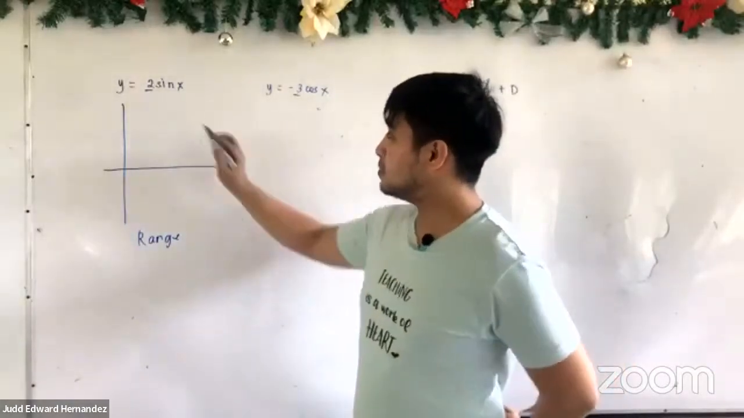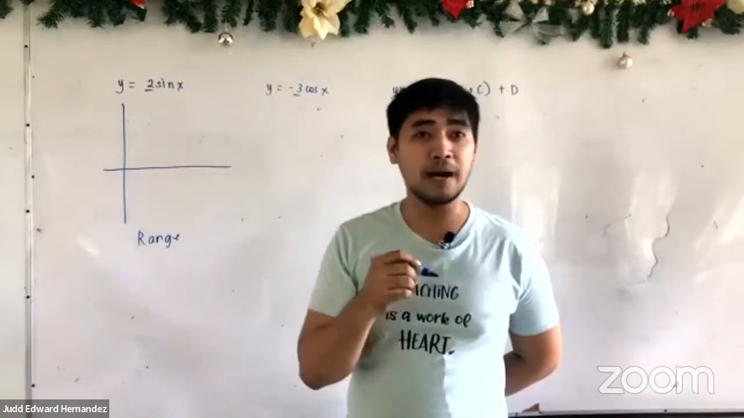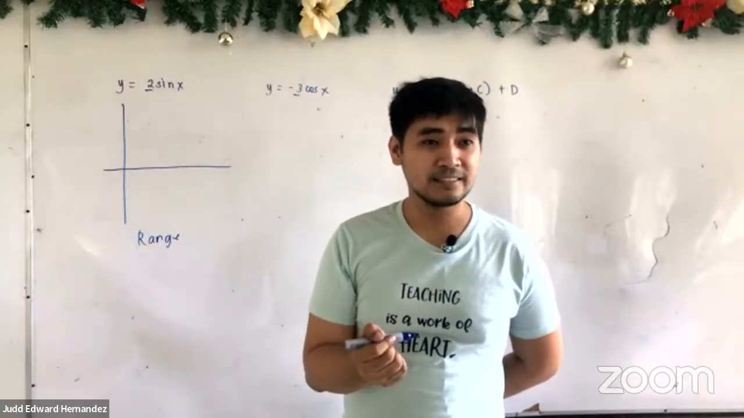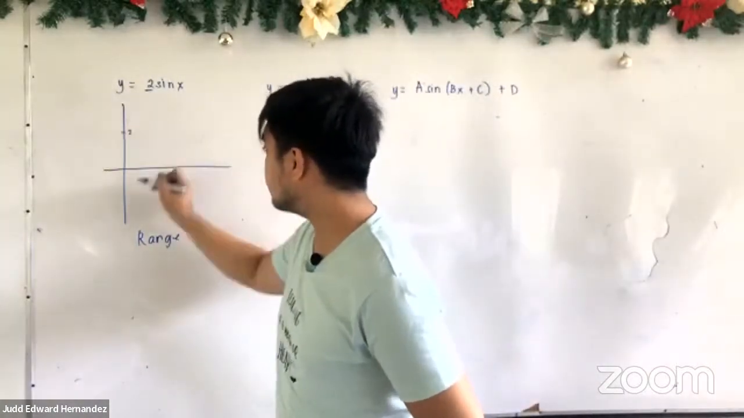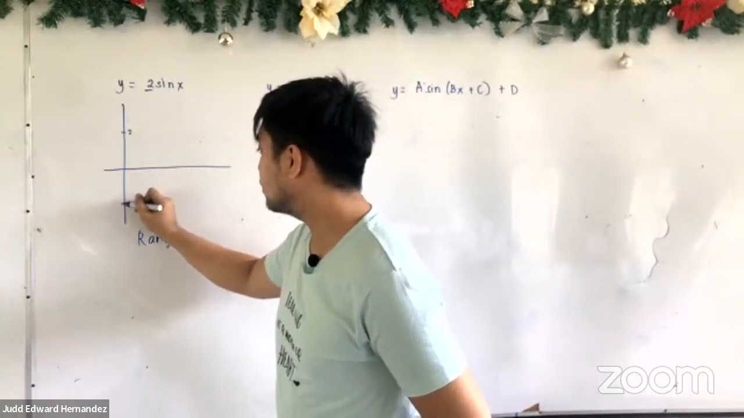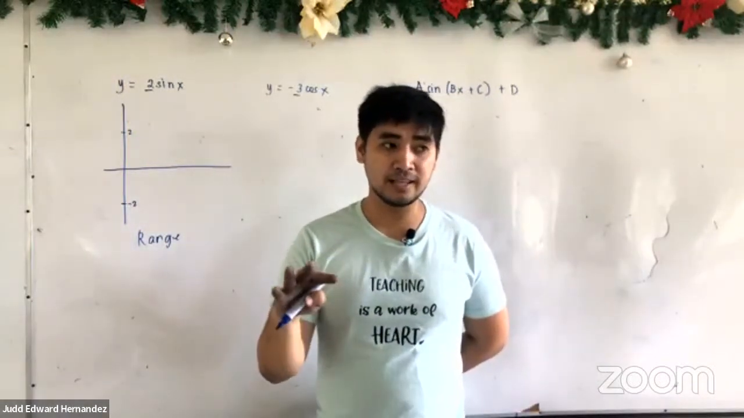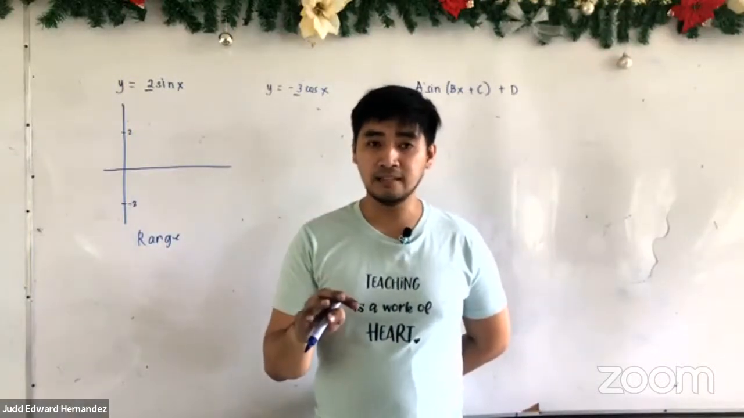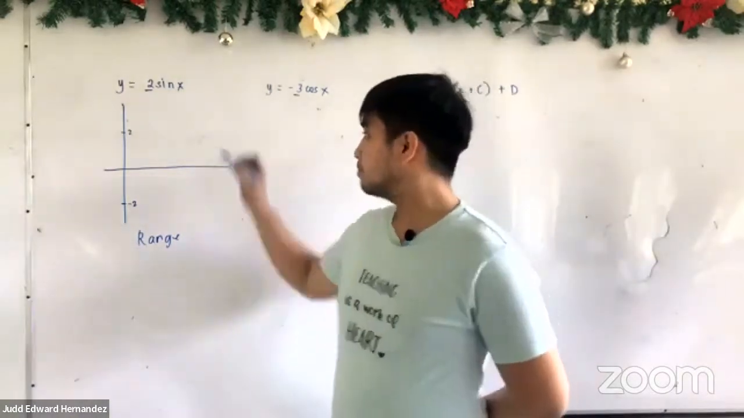Okay, so ibig sabihin, yung value ni sine natin, aangat at bababa ng ilan? Dalawa po. Okay, sabihin natin this is positive 2, this is negative 2. Do we still have the same middle line? Is x-axis still the middle line? Yes po. What will be our period?